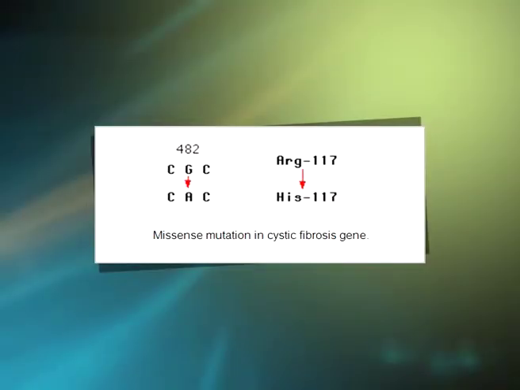In cystic fibrosis, the replacement of G by A at the 482nd nucleotide of the gene for the cystic fibrosis transmembrane conductance regulator, or CFTR, changes the codon CGC, that is arginine, to CAC, which is histidine. Thus, the 170th amino acid becomes histidine instead of arginine.